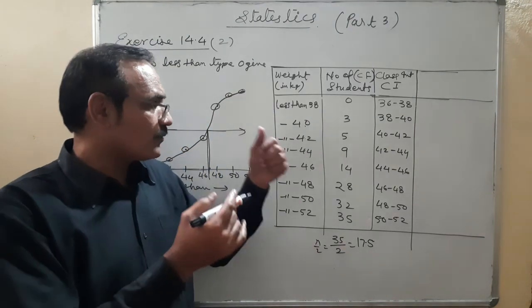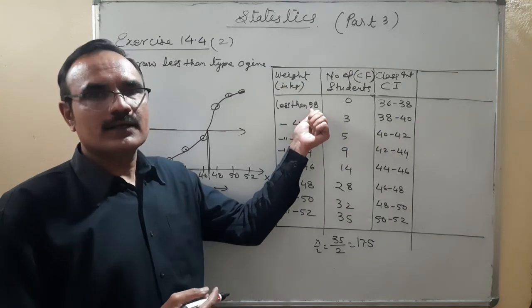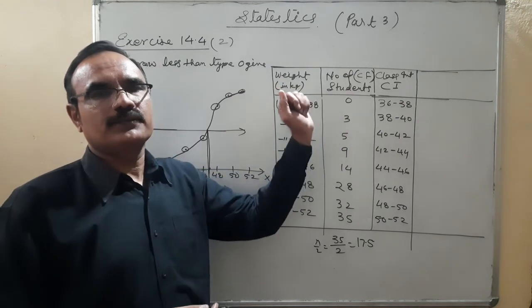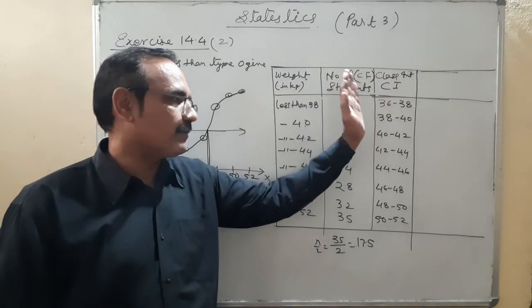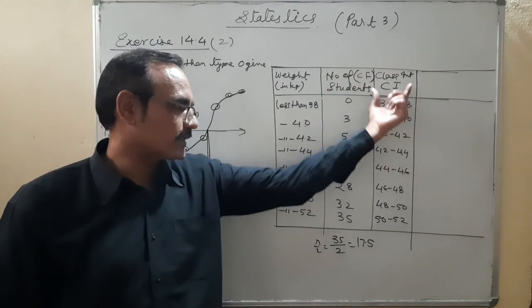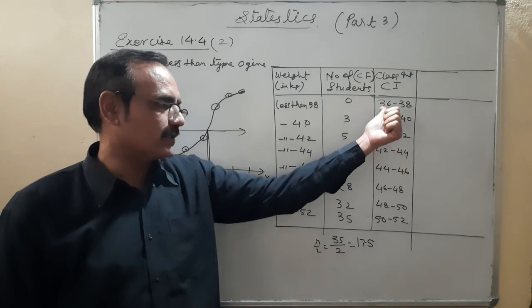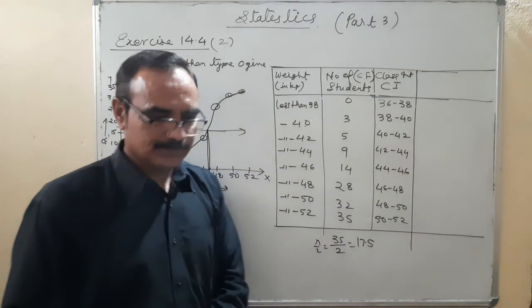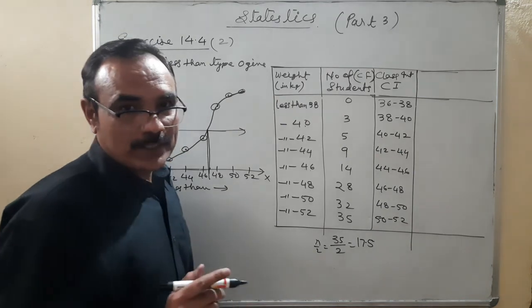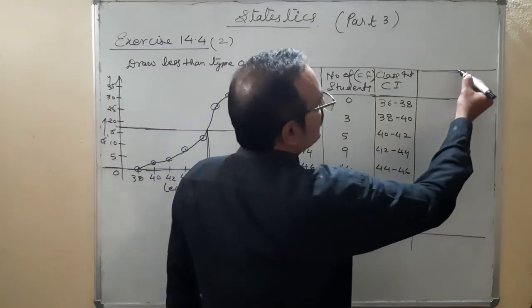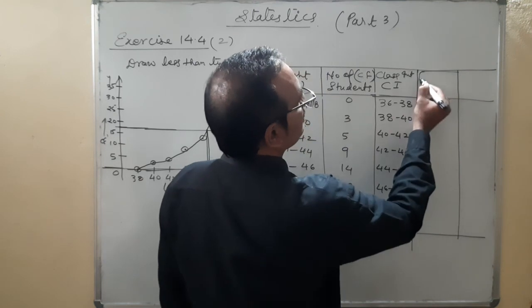Suppose it is given that more than 38, then we have to write here 38 to 40. For less than 38 we wrote 36 to 38. By the way, it is 0 to 38 also we can write because the class intervals are the same. Therefore, I have written 36 to 38. Okay, that is one class interval. The second one, frequency, is required.